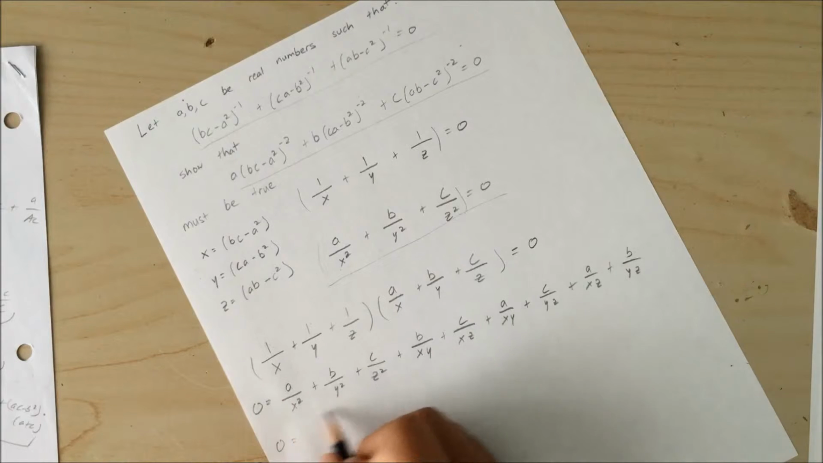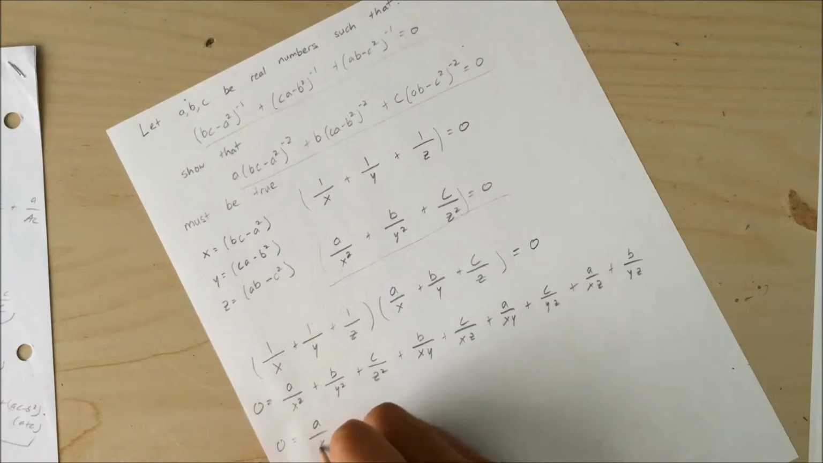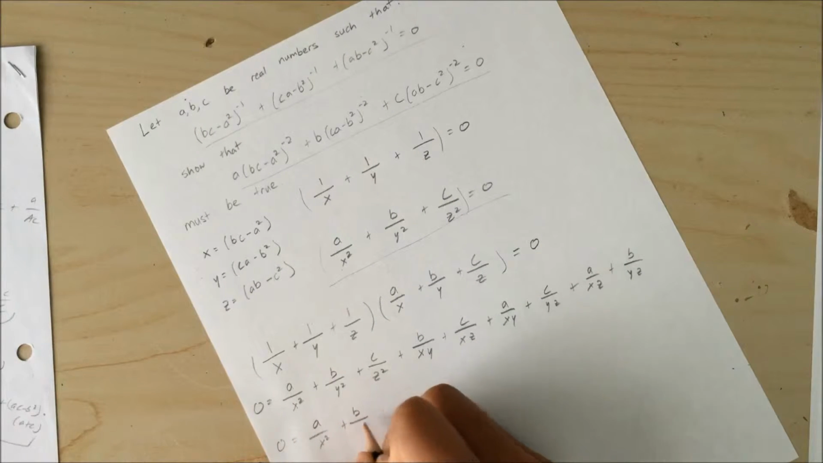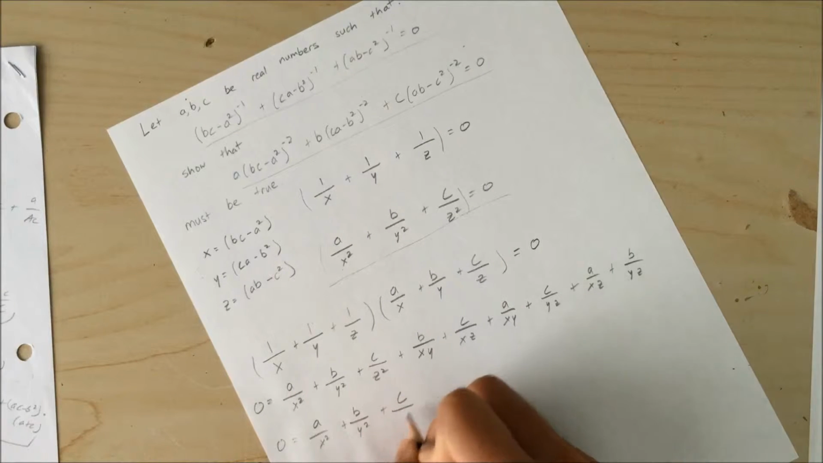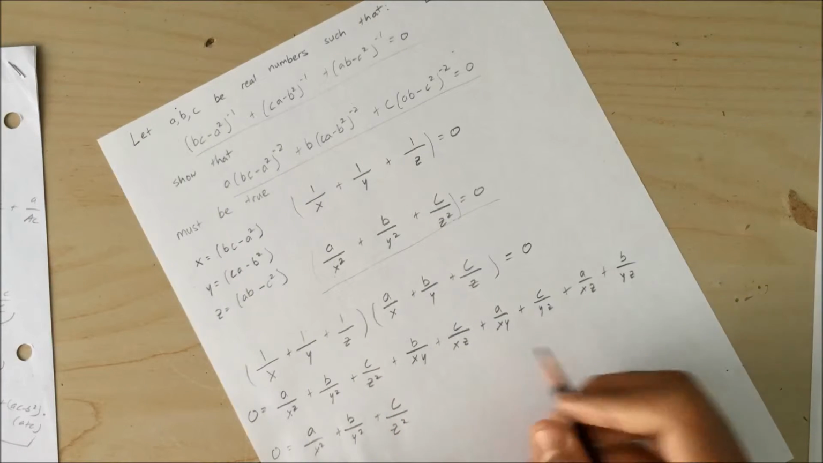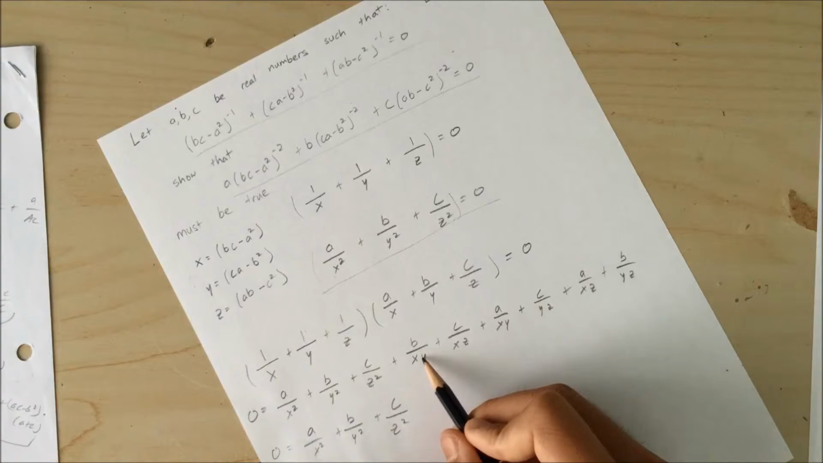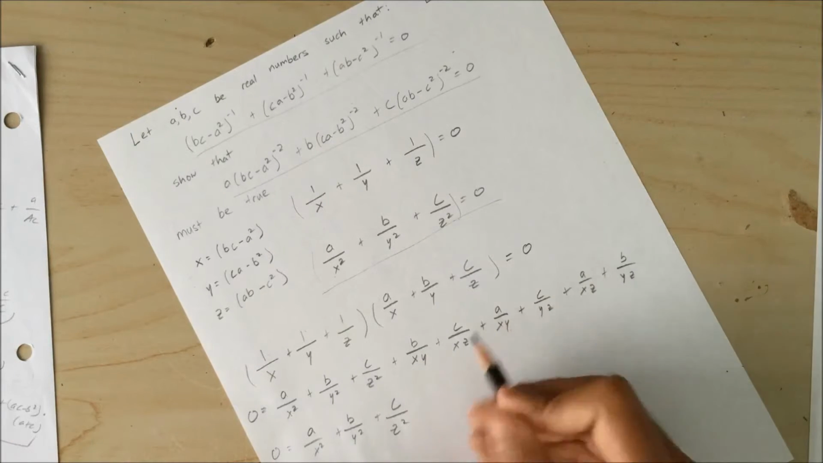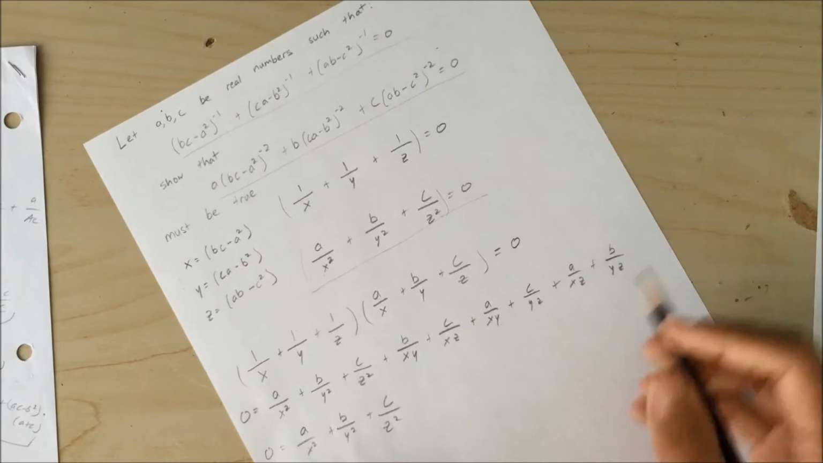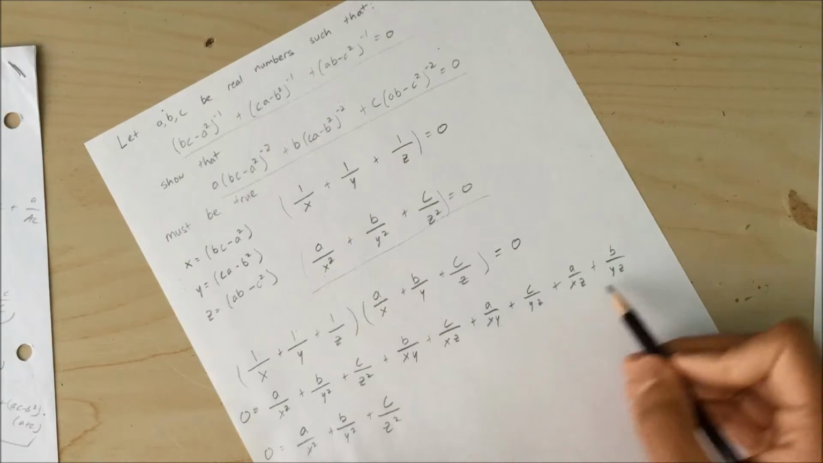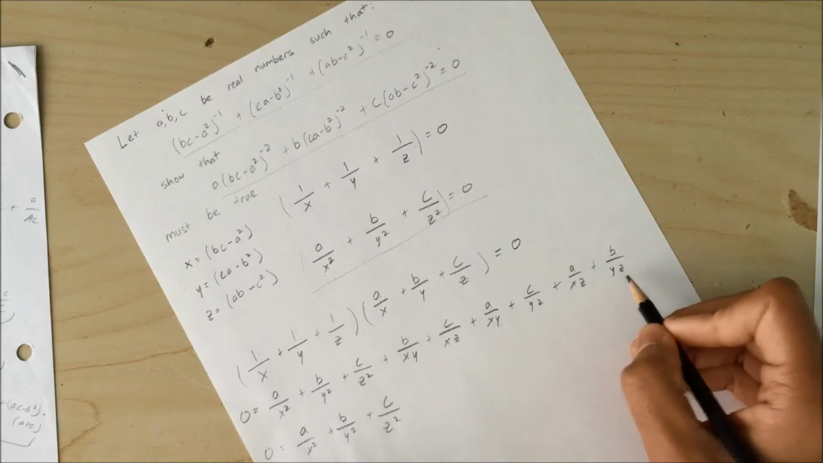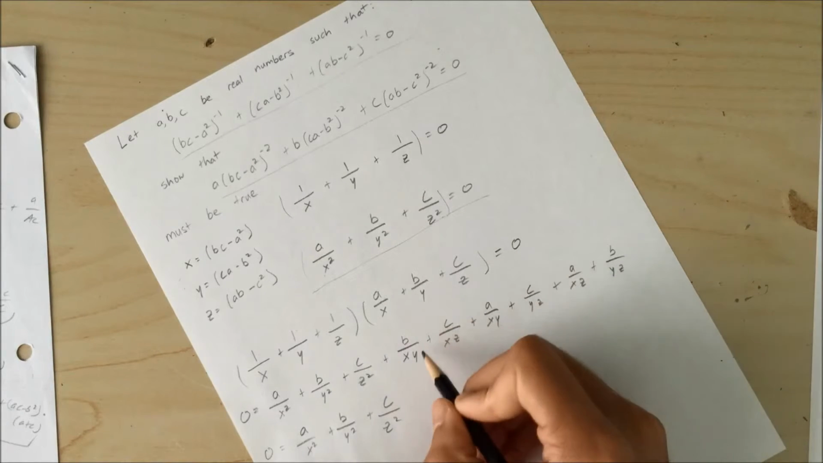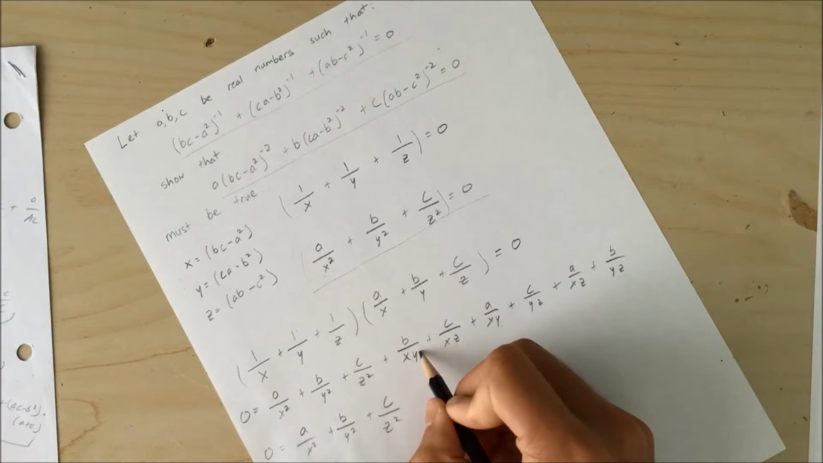We notice that we have these same terms that we want, which is a over x squared plus b over y squared plus c over z squared. And we can also add these like terms that we have with like denominators, and to get a common denominator of x, y, z, we can multiply each term by the single term in the bottom that it doesn't have.